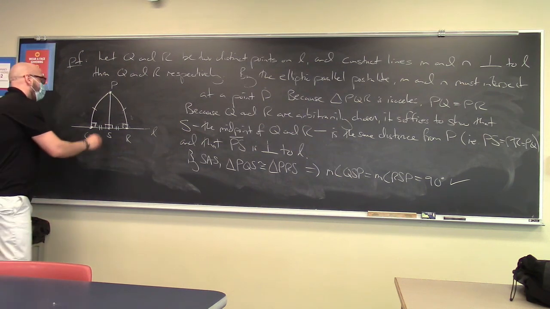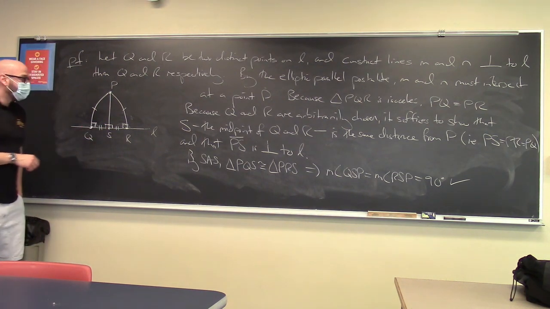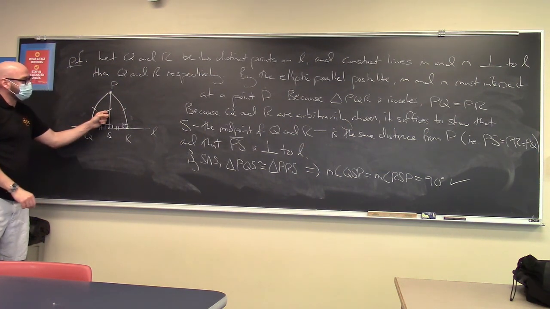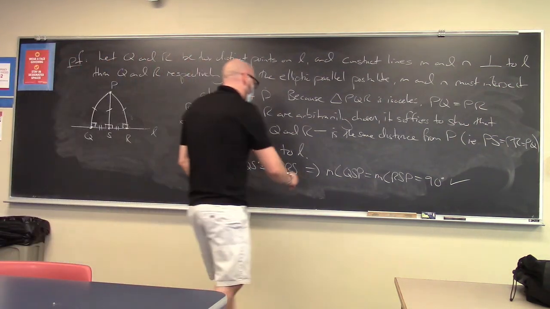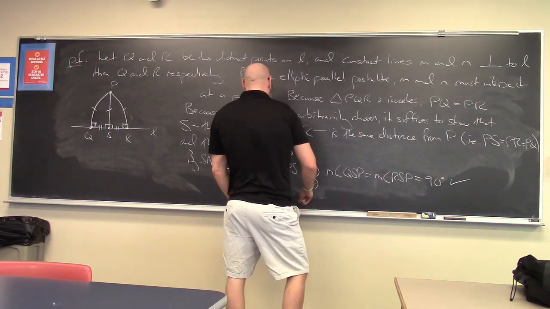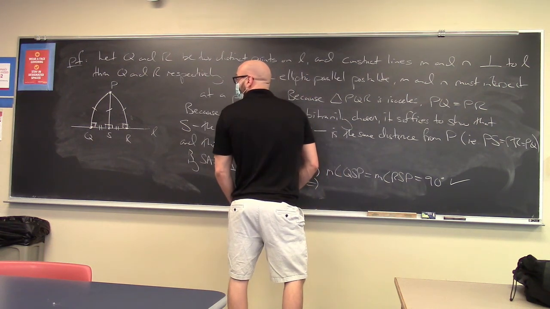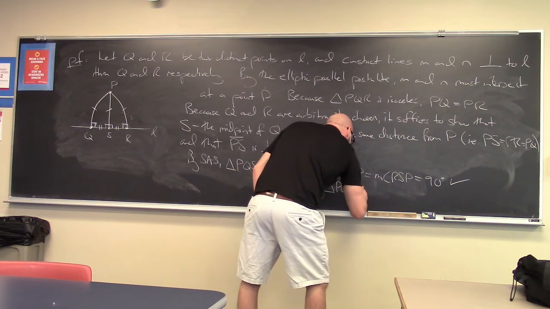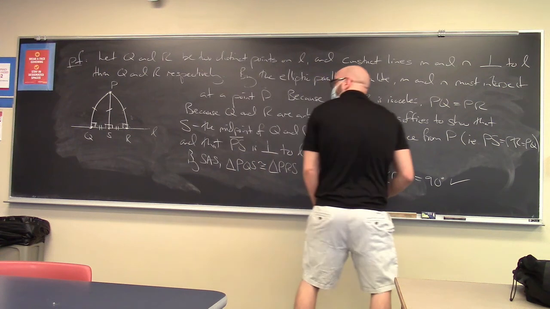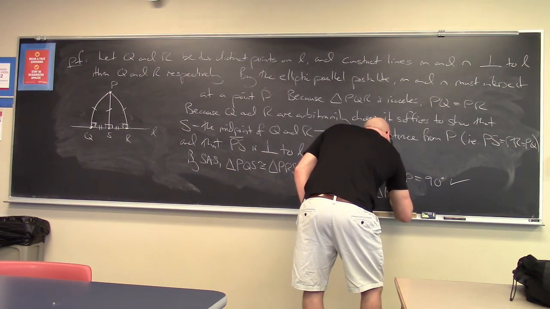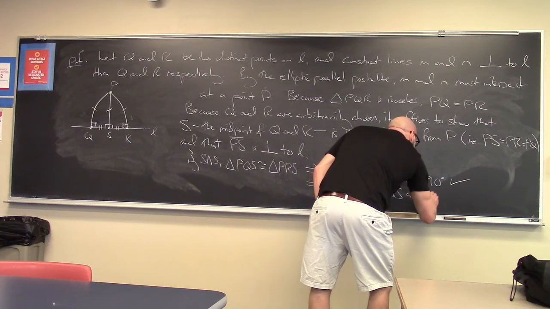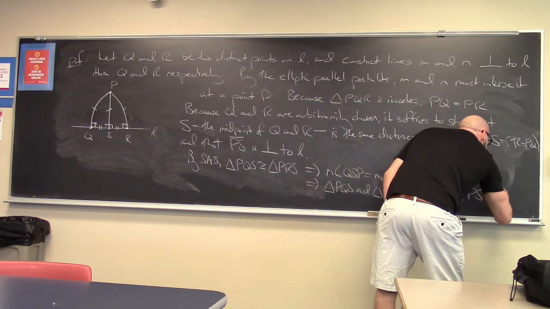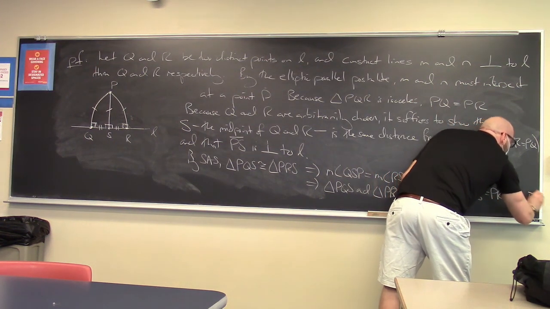And once again, because these are isosceles triangles, each side is the same length. So this is the same length as this, is the same length as this, which implies that triangle PQS and triangle PRS are isosceles, which implies that PS is equal to PR is equal to PQ. Done.